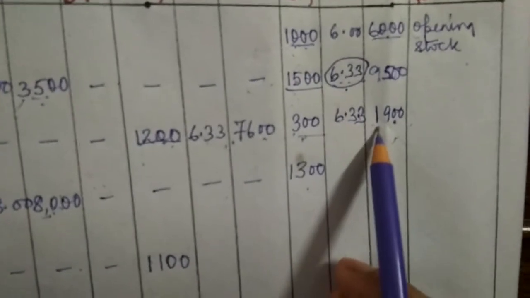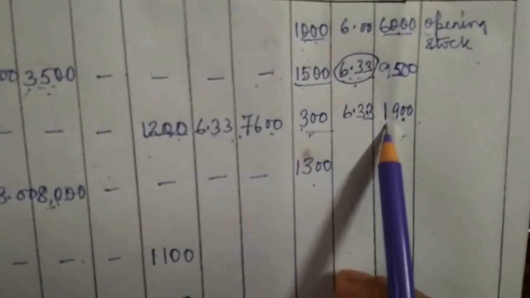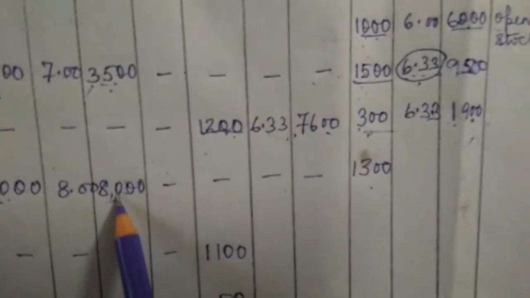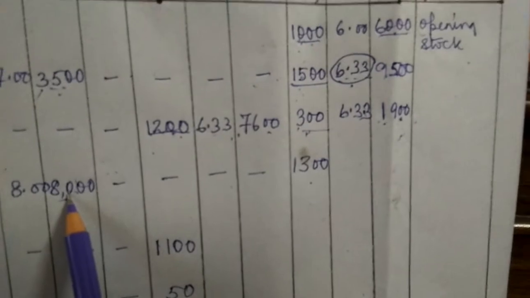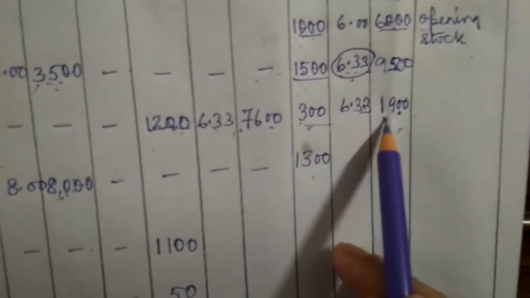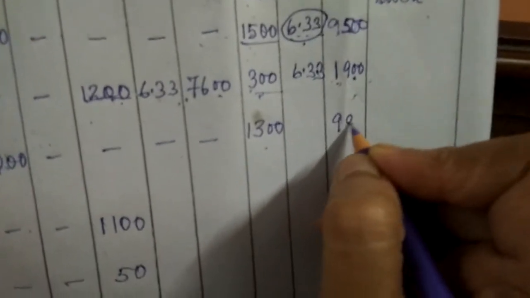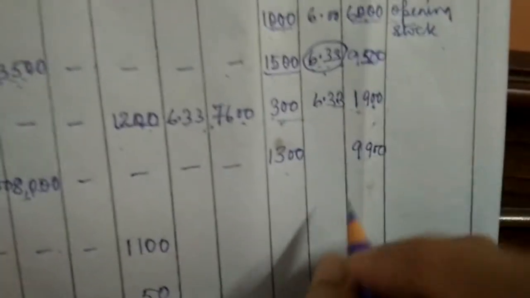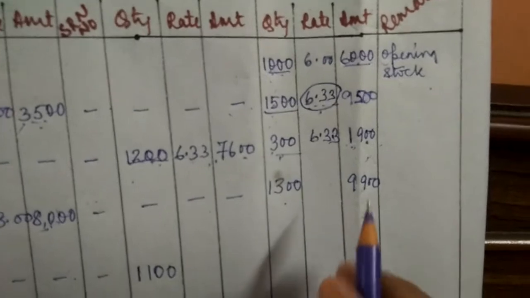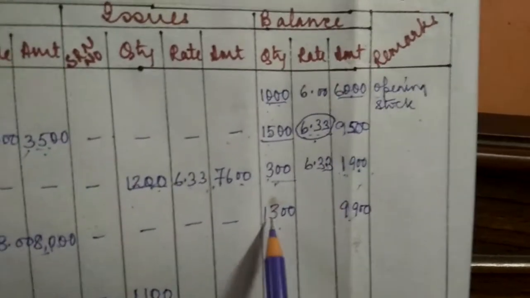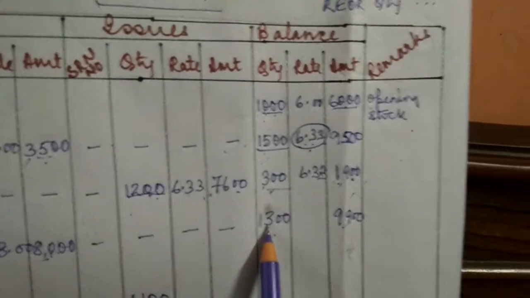In the same manner, here in the amount column we have 1,900, and here we have 8,000. So we will add these two. This 8,000 plus 1,900 will become 9,900. Okay, now again, how to get a rate? For getting rate, again 9,900 will be divided by 1,300.